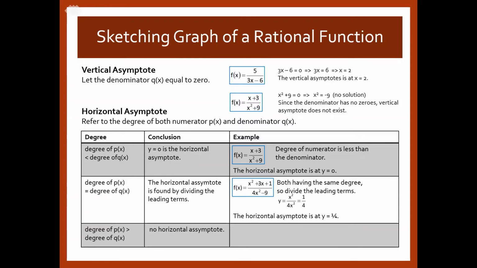For example 2, f(x) equal to (x squared plus 3x plus 1) over (4x squared minus 9). As both numerator and denominator have the same degree, which is 2, divide the leading terms. x squared over 4x squared is equal to 1 over 4. Therefore, the horizontal asymptote for this function is at y equal to 1 over 4.